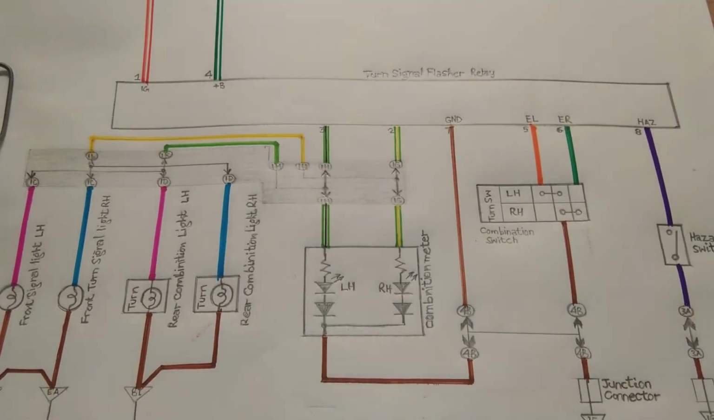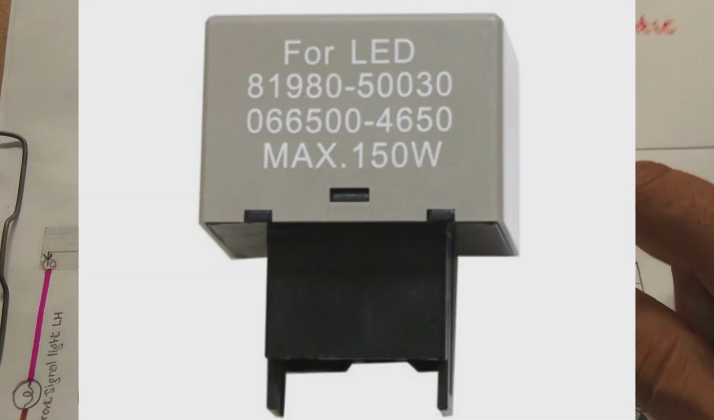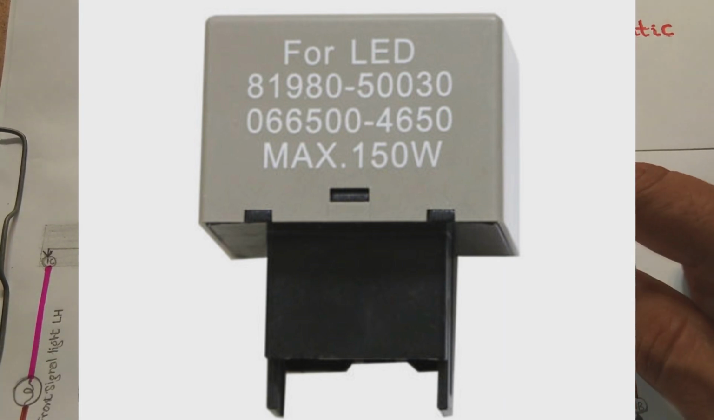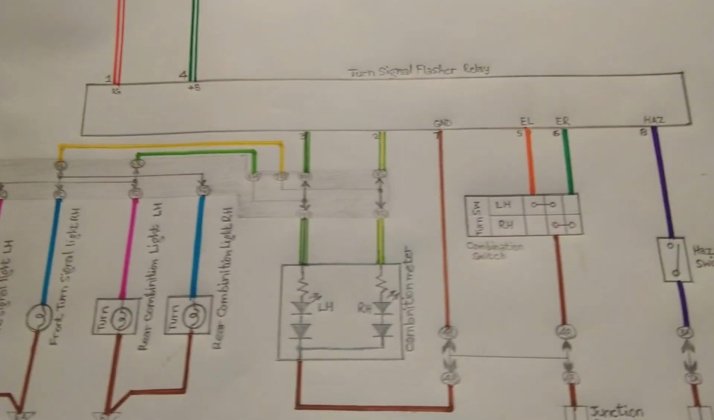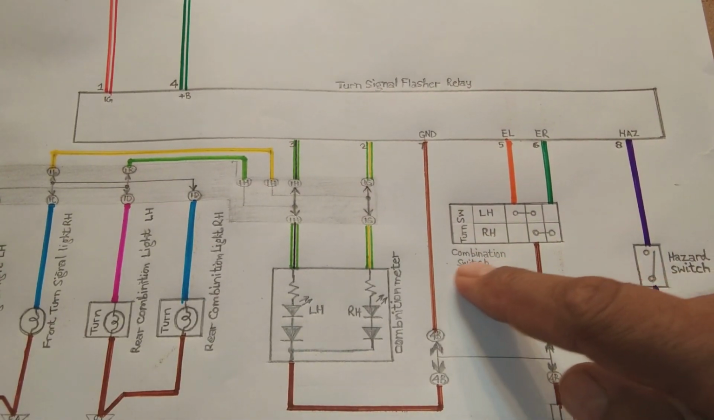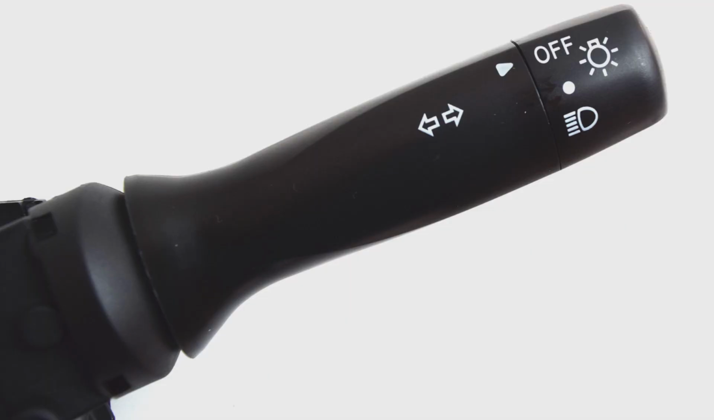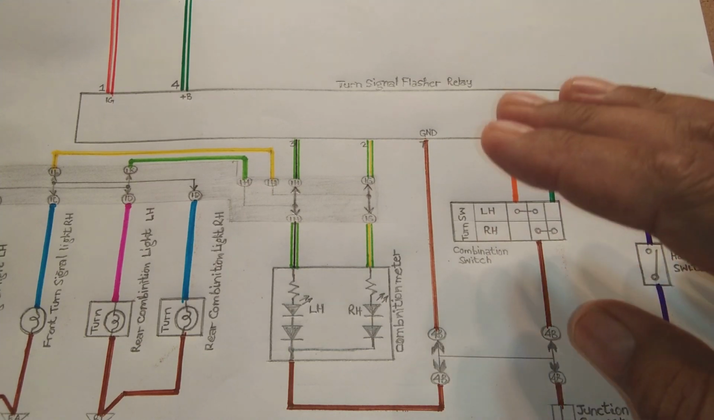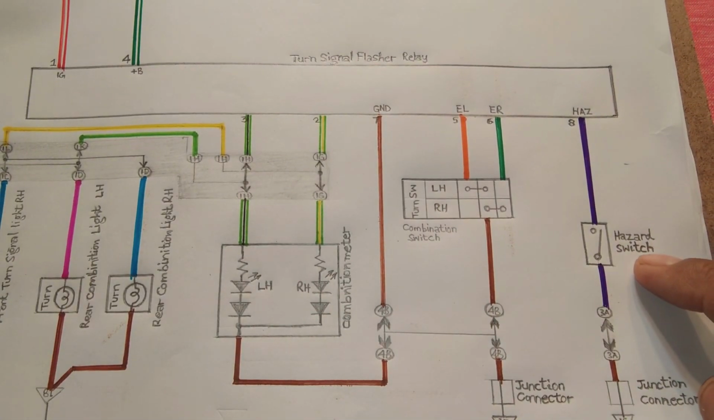So in this system, what we have is a turn signal flasher relay. This is the main component, the turn signal flasher relay. This one is the heart of this circuit. And then we have another one, that is the combination switch. This is under the steering, and this provides the direction for the lights, either left hand side or right hand side, which we select from this switch. And then we have the hazard switch.